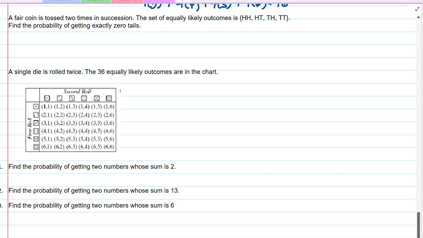Now we're talking about flipping a coin twice. A fair coin is tossed 2 times, and we know that a coin has a head or a tail. The set of equally likely outcomes is head head, head tail, tail head, tail tail.